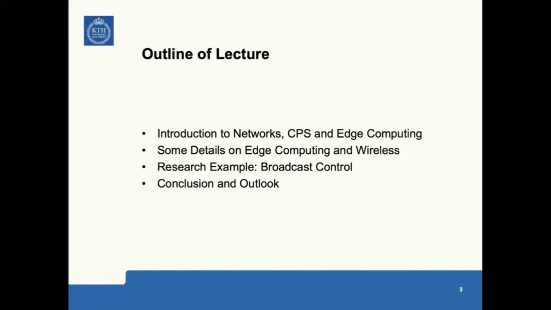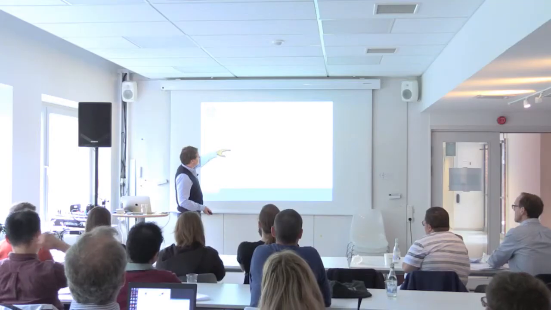Okay, so this is a little bit the outline of the lecture of today and tomorrow. We're first going to do this high layer perspective. We're going to look at networks, cyber physical systems, and edge computing. I'll try to surprise you here a little bit. Let's see how that works. And then we're going to get more into some technical details on edge computing and wireless. And I guess this is where we're going to break today, if we're good. Perhaps somewhere in between here.